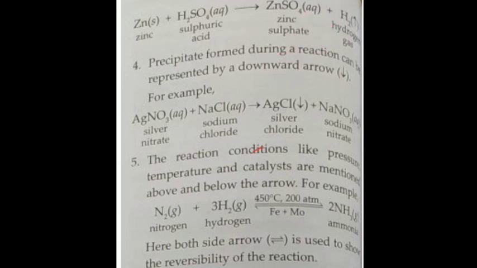Then apart from this, the reaction conditions like the pressure, temperature and catalyst are mentioned above and below the arrow. So you can see the reaction which takes place between nitrogen and hydrogen takes place at 450 degrees Celsius temperature, 200 atmospheric pressure, and iron and molybdenum are the catalysts. Catalysts are chemical substances which alter the rate of reaction.